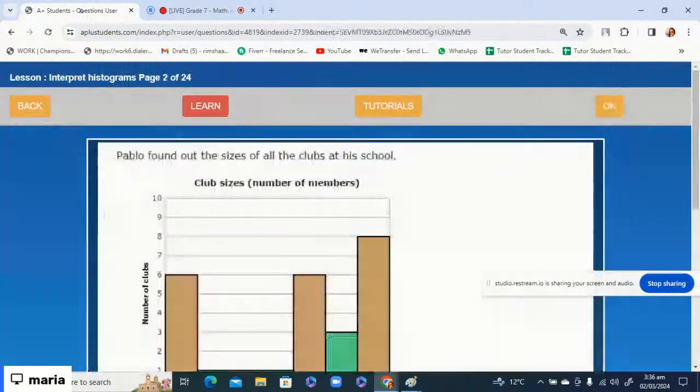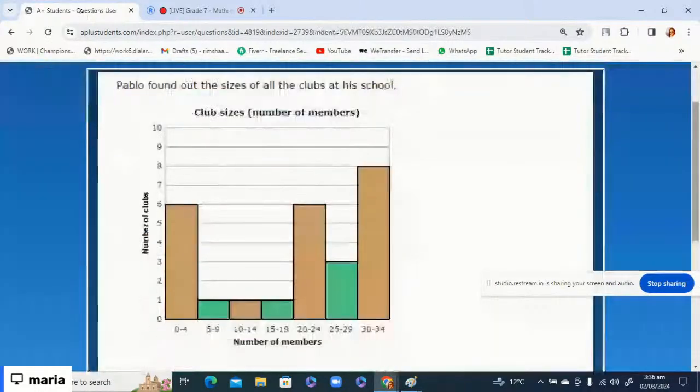Okay, let's do this one. Pablo found out the sizes of the clubs at his school. Club sizes are given. The number of members is 0 to 4, 5 to 9. These are all the number of members. And the number of clubs is on the y-axis, okay?